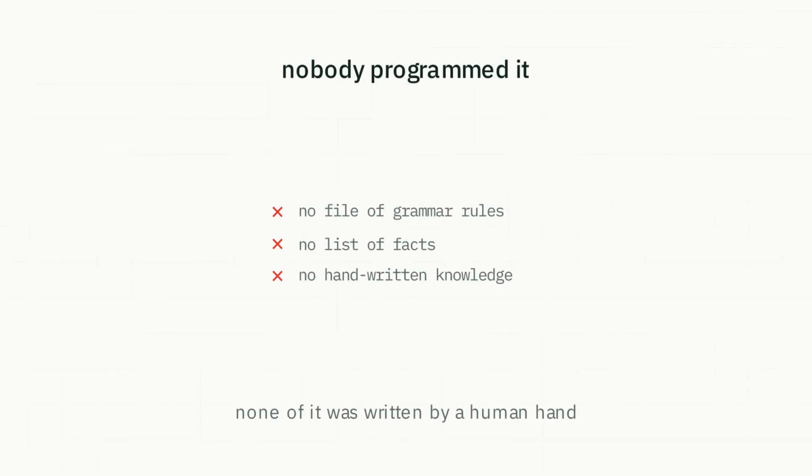Nobody programmed it. There's no giant file of rules somewhere that says how grammar works, or what the capital of France is, or how to write a Python loop. No engineer typed any of that in. The knowledge, the skill, the apparent understanding, none of it was written by a human hand. Instead, the model was grown.